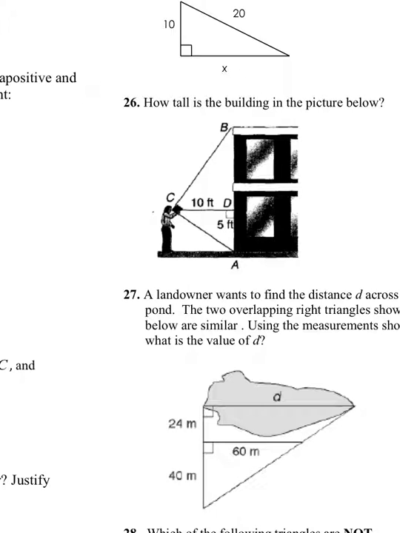All right, so 26 is a word problem, and it's not telling you precisely how to solve it. It says, how tall is the building in the picture? So you need this length right here. If you look at the big right triangle here, it's the hypotenuse. This is a 90-degree angle here. This would be the small side, the B side, and then that's a hypotenuse.